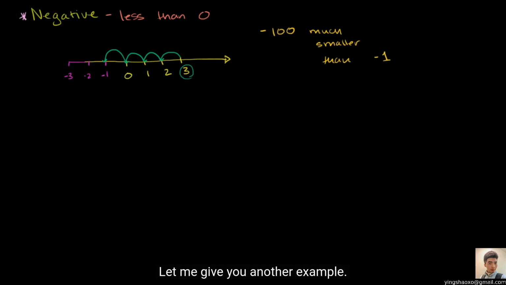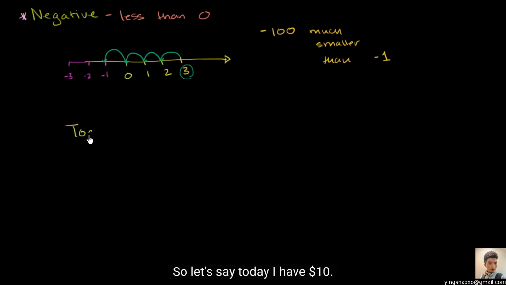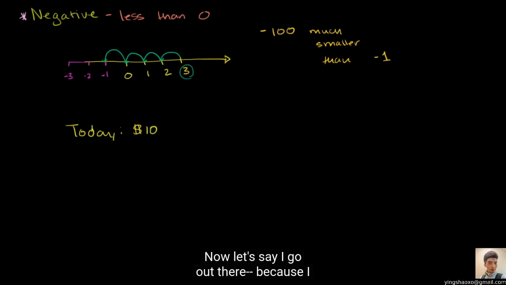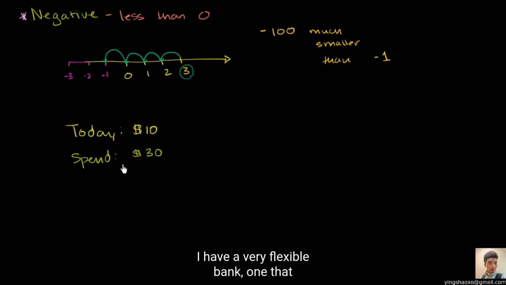Let me give you another example. Let's say in my bank account today, I have $10. Now let's say I go out there because I feel good about my $10, and I spend $30. For the sake of argument, let's say I have a very flexible bank, one that lets me spend more money than I have, and these actually exist. So I spend $30. What's my bank account going to look like?